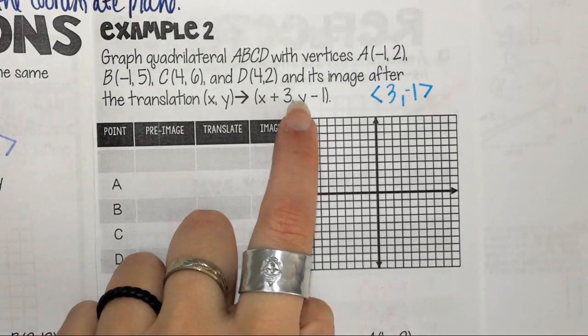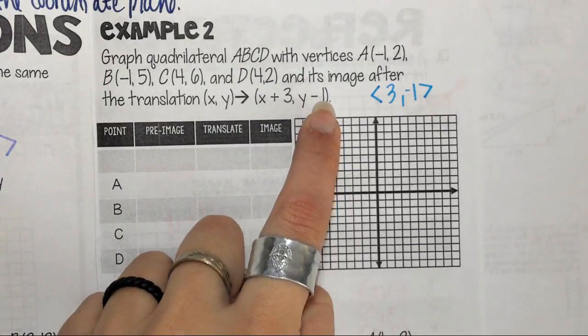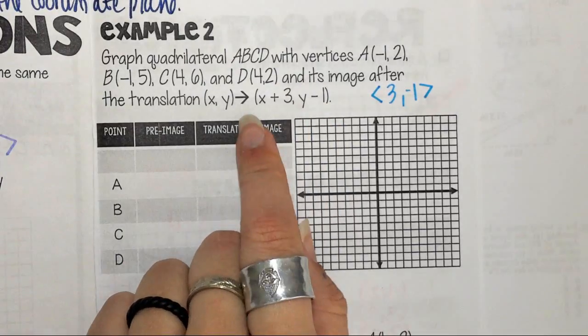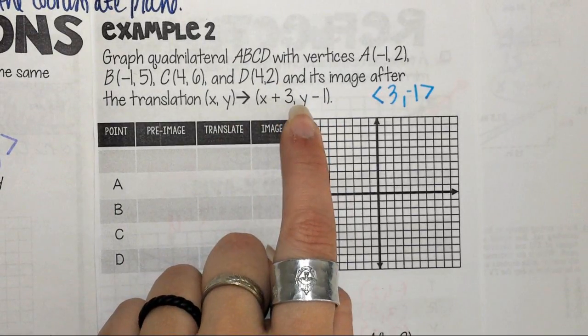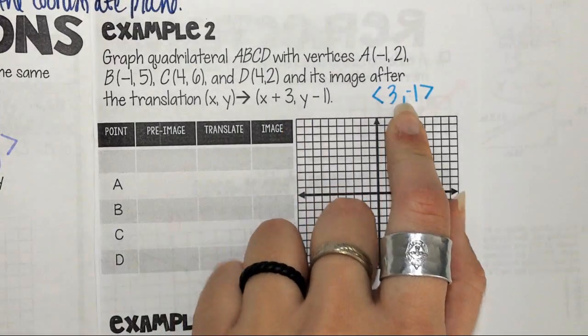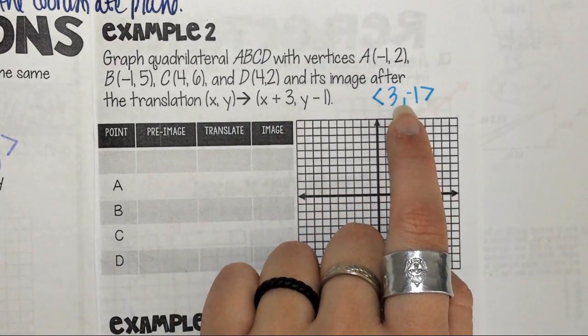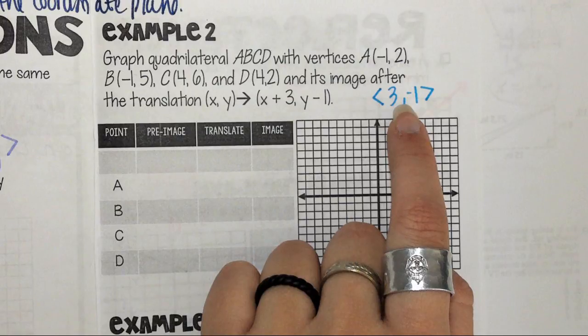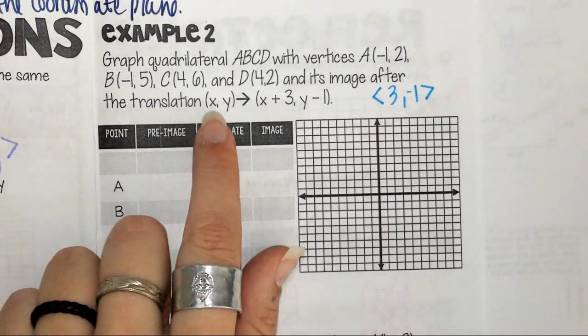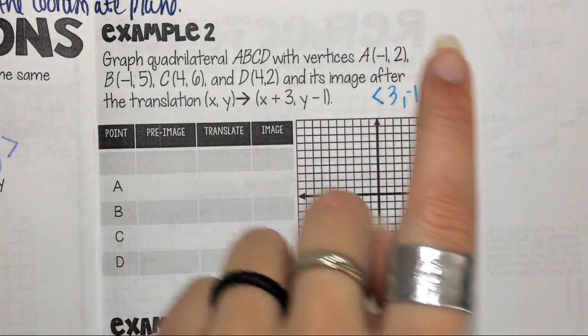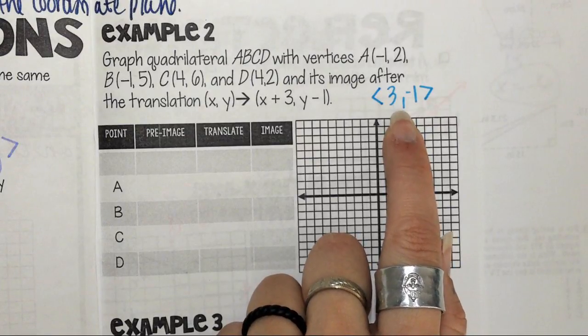Now, the 3 comes from right here, and the negative 1 comes from right here. So this is the mapping diagram form, or mapping notation. This is the vector notation. Say that again. This is the mapping notation. This is the vector notation.